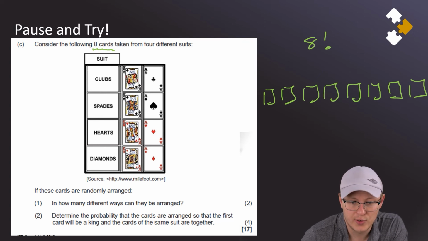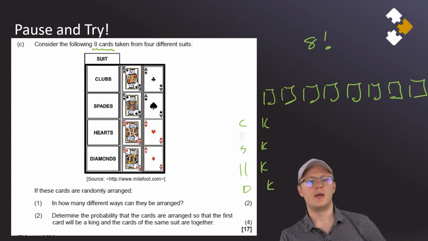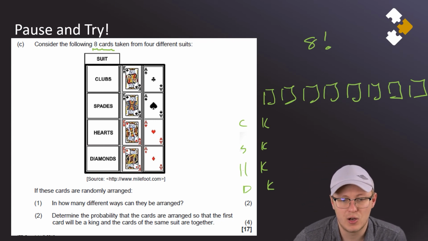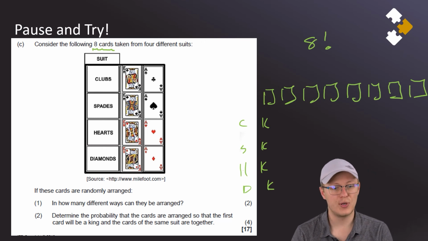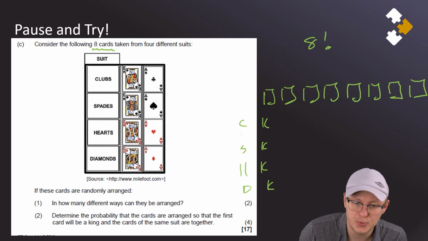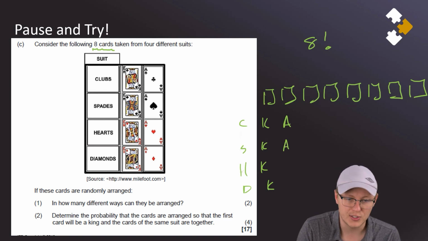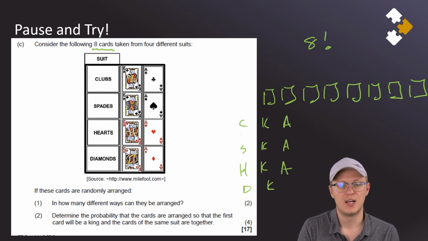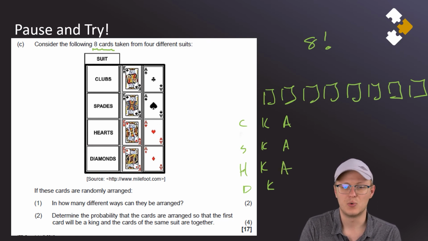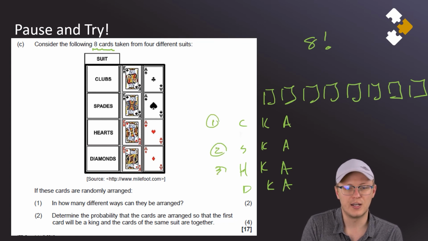So we could start with the king of clubs, or the king of spades, or the king of hearts, or the king of diamonds. But if you start with the king of clubs, then we have to have the cards of the same suit together, so what's going to be next to it has to be the ace of clubs. If you start with the king of spades, it has to be the ace of spades. If you start with the king of hearts, next to it has to be the ace of hearts. And if you start with the king of diamonds, next to it has to be the ace of diamonds. So here we've got 4 different scenarios.